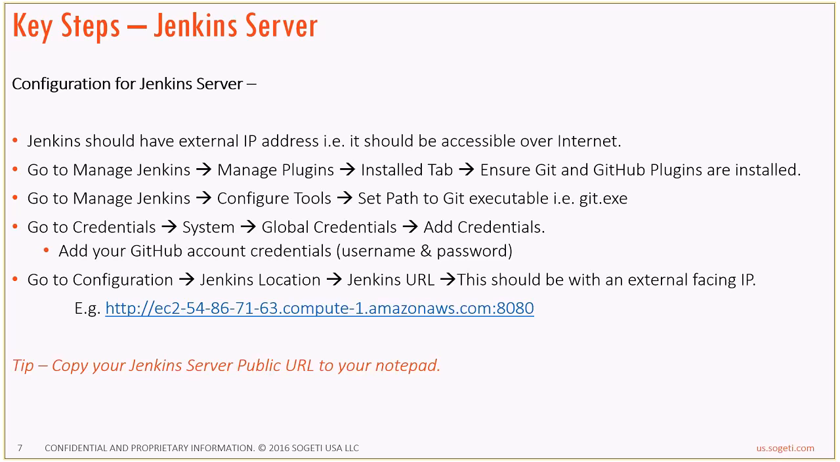As we discussed earlier, our Jenkins needs to be installed on a server that has a public facing or an external facing IP address. So as you see over here, this is an example sample URL that I have pasted in this presentation. And as you see, this URL is of an EC2 instance. Basically what I have done is I have taken the public DNS of my EC2 instance and then added port 8080 to it, and that essentially becomes my Jenkins URL.